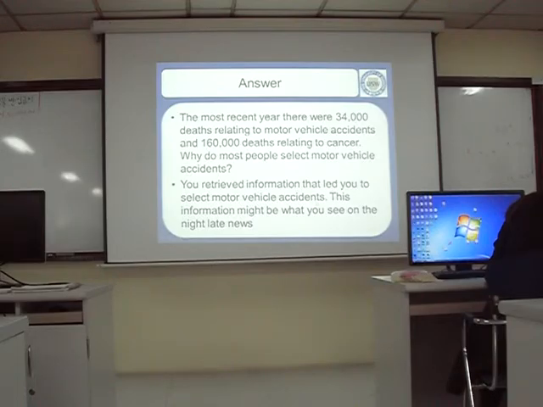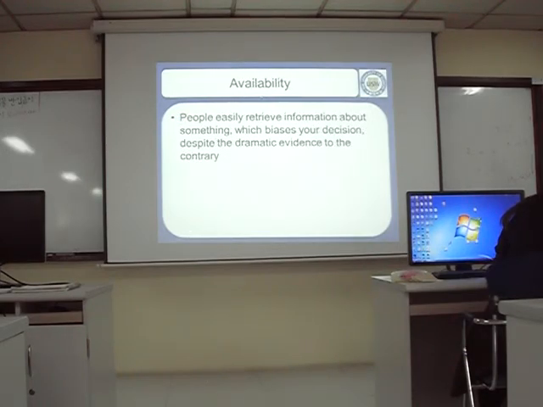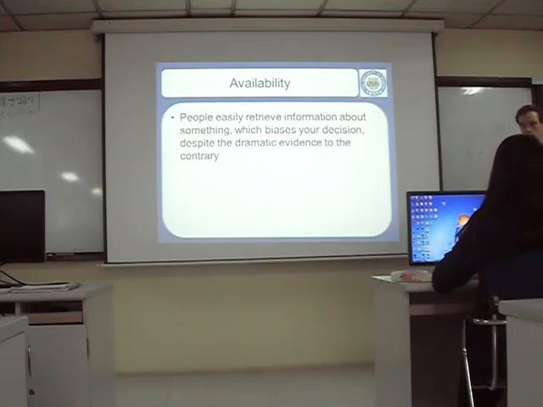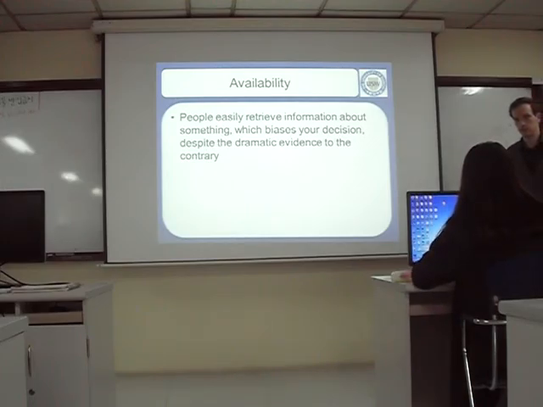Maybe you saw it on the news or read it in the newspaper or saw it somewhere. So the next psychological concept is availability. People retrieve information about something which biases your decision. So whatever I can easily find the information for, this biases my decision, right? So I want to invest in Japanese stock markets. I can very easily see this, the interest rate is going down, right? That's easy information. Invest in Japan, right? But the hard information, I don't look for the hard to find information.